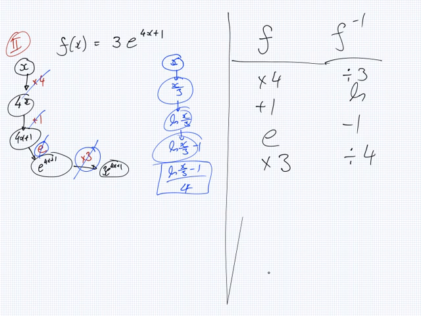Now, is it always possible to find an inverse of a function? And the answer is no. It's not always possible to find the inverse of a function. I'll give you an example of a function that does not have an inverse, which might seem odd. You can say, why would a function not have an inverse? Well, here's an example of one.